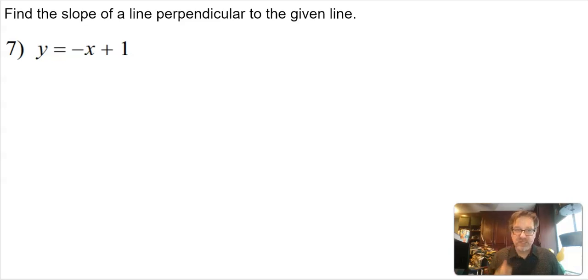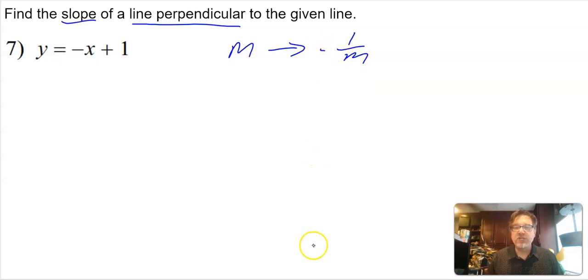Okay, welcome back. Glad you hit the pause. Now we're looking for slopes for lines perpendicular. Those are negative reciprocals. So what we're going to do is find the slope from this line, and then we're going to flip it upside down and change the sign.